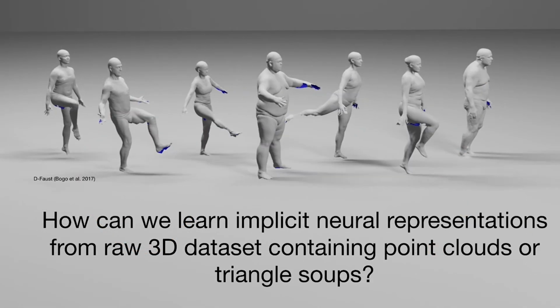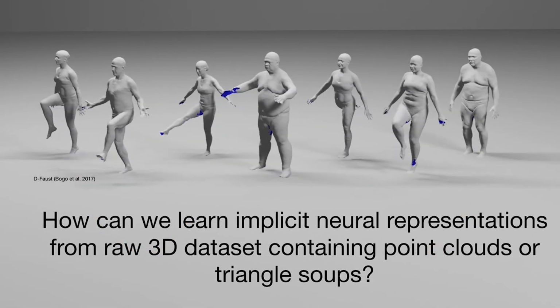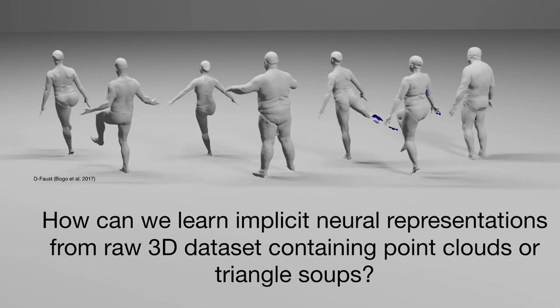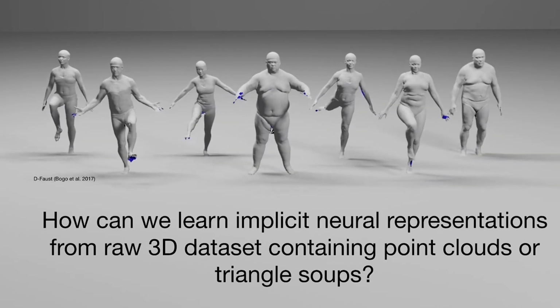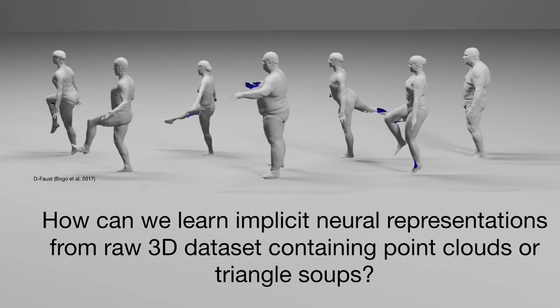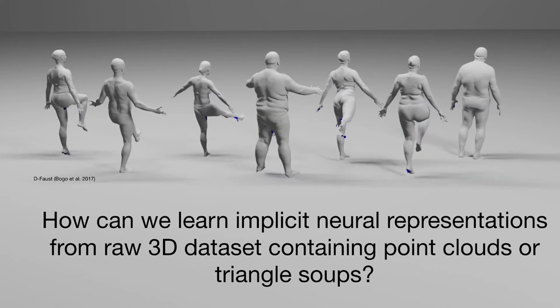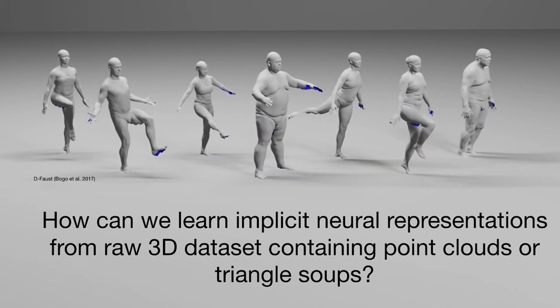So here we see an example for the type of data we would like to directly train on. These are human scans from the Dynamic FAUST dataset. Each scan is a triangle soup where common defects include holes, ghost geometry, and noise. Back faces are in blue.